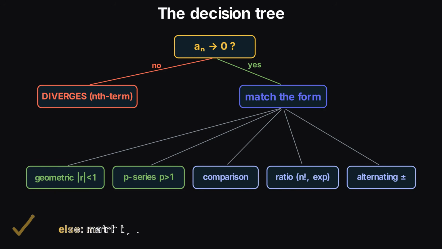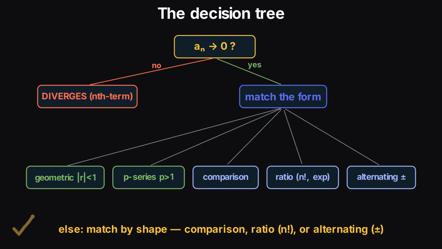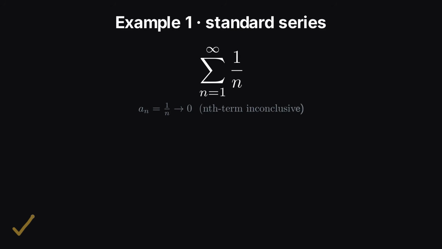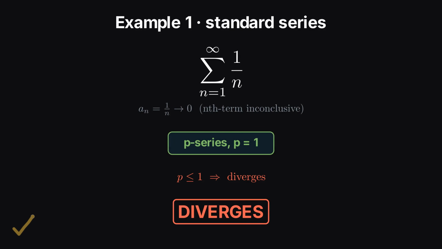Still stuck? Match the test to the structure. If it looks like a series, use the comparison or limit comparison test. If you see factorials or exponentials, reach for the ratio test. If the signs alternate, use the alternating series test. That's the whole tree.